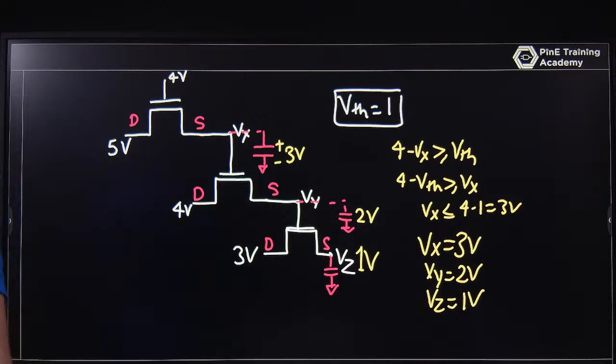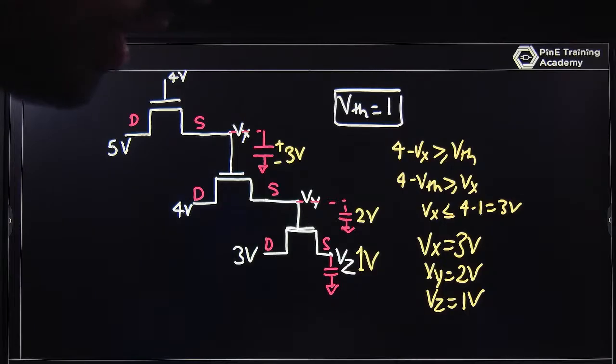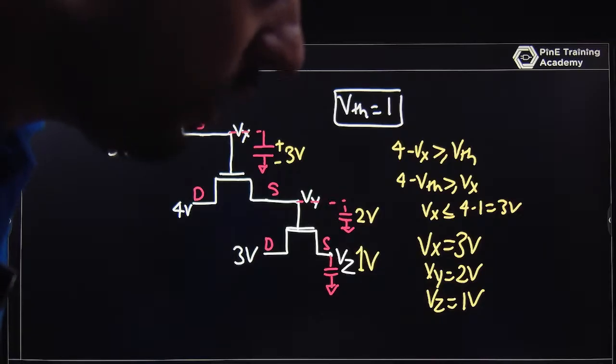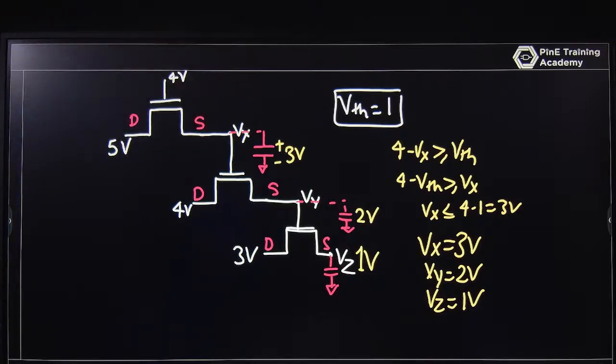Okay, you have a MOSFET. In this MOSFET, what is happening? Where is it 2 volt? Vx, Vy, Vz is what? Vx is 3, Vy is 2, Vz is 1. Yes, please check whether it is correct or not. Please check at your end Vx, Vy and Vz.